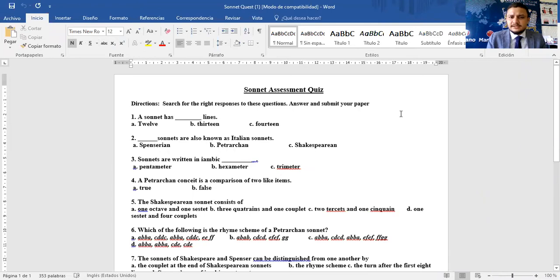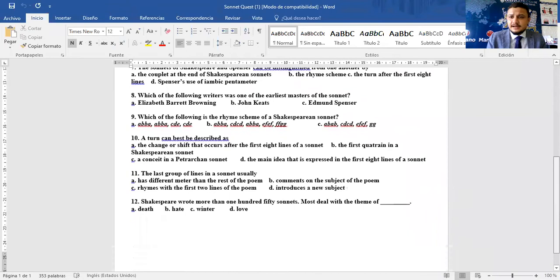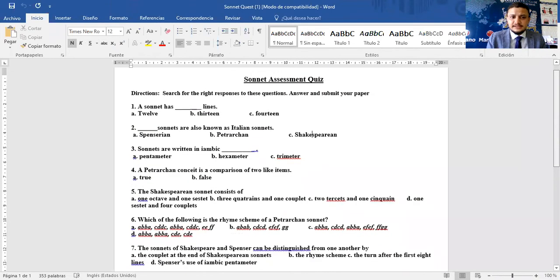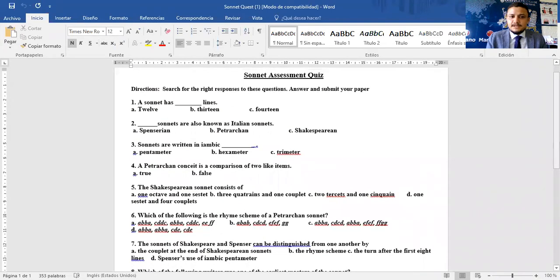This is the Sonnet assessment quiz. It's individual work, and this is a Sonnet quest, which means you have to find the information. The direction is to search for the right responses to these questions, answer them, and submit your paper. You have 12 questions, and in this one, for example, it's fill in the blanks, but you need to find the information on the internet.